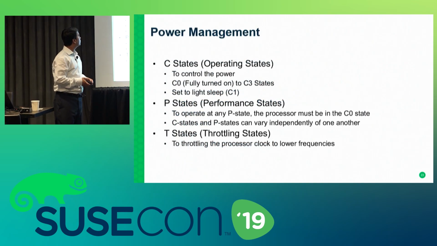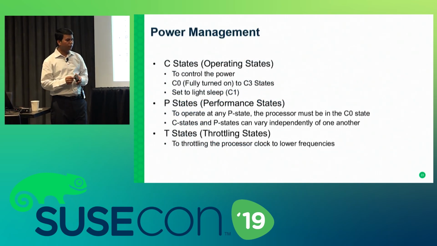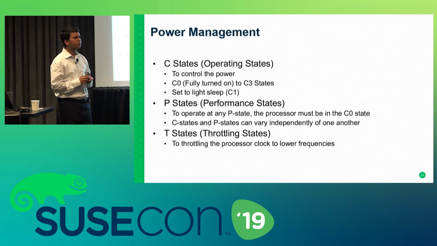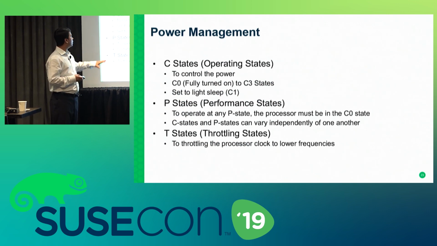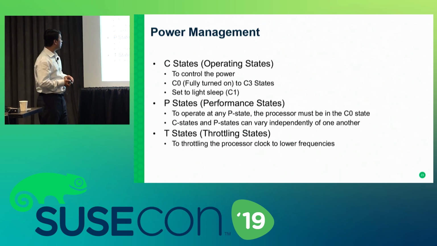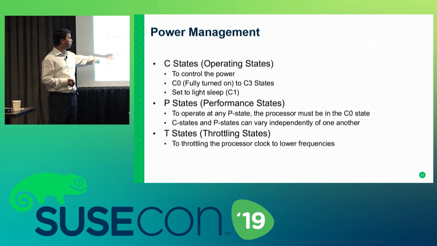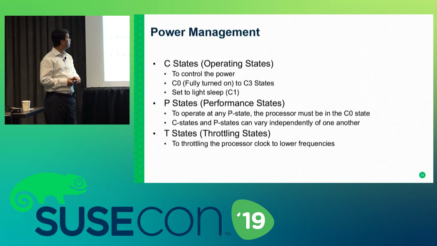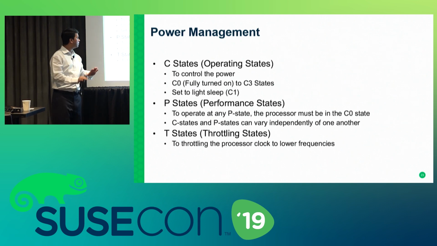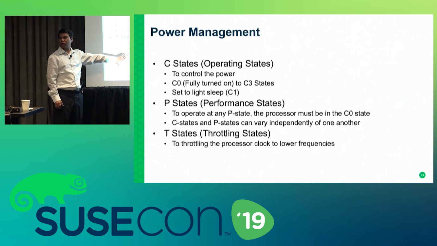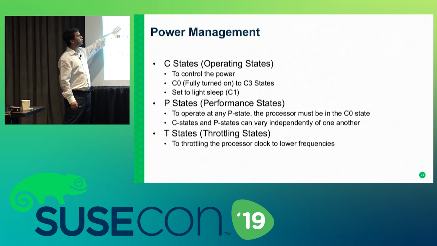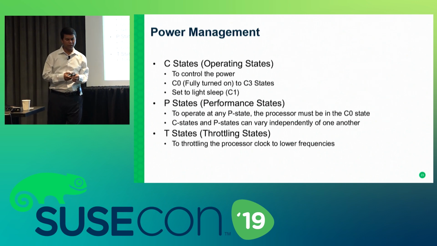Let's drill down then, the power management. If you go through the power management documentation, there are basically 3 pillars it is talking about. The C state, which is an operating state, the P state, which is a performance state, and the T state, which is a throttling state, to throttle the processor clock for lower frequency. For any P state to operate, you must be in the C0 state. But for these two, I didn't find any SAP documentation talking a lot about this. The most they talk about is the C state.